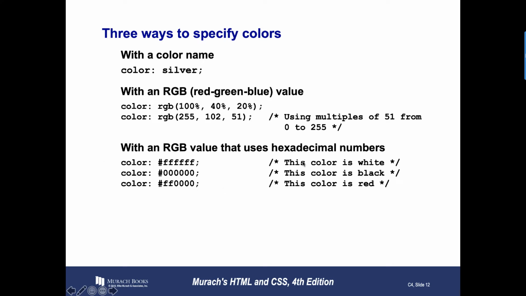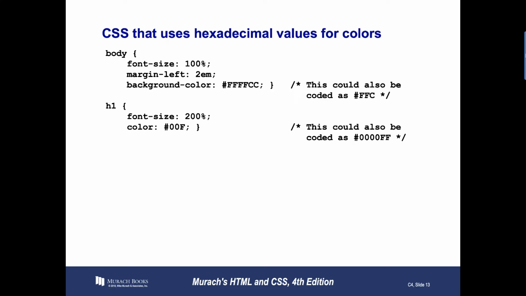Don't forget, this is white. 6 zeros is black. And this is red, right? Red, green, blue. So FF is the highest value you can have for red, and then nothing for green and blue, so the color will come out red. All right? CSS uses hexadecimal values for colors.